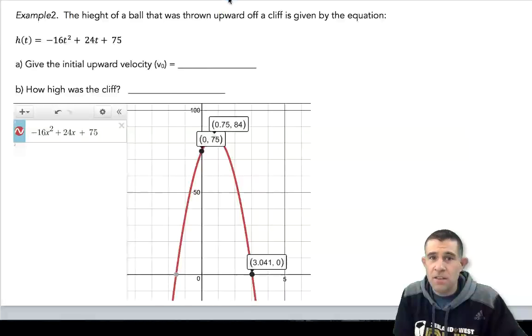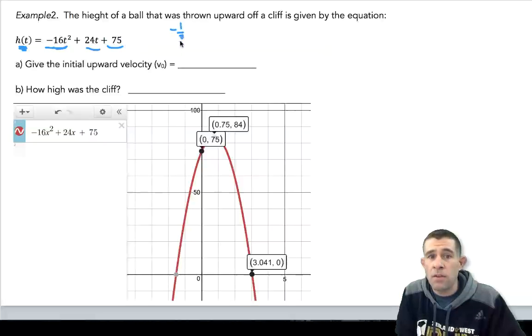Okay, let's take a look at Isaac Newton's little formula here for an example 2. We have the height of a ball that's thrown off a cliff. It's thrown upward off a cliff. It's given by this equation. We have the height of the ball after t seconds will be equal to -16t squared plus 24t plus 75.